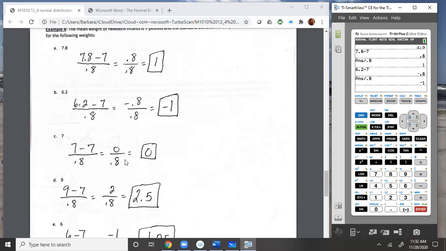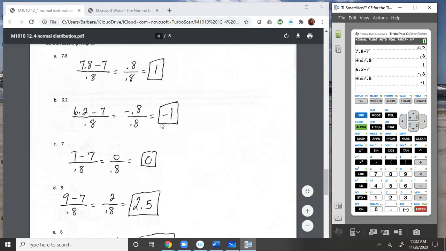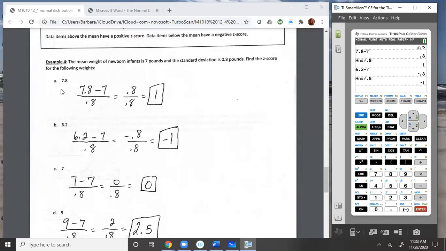All right, now if you notice, when they give you some scores, you're going to get z-scores that are negative and positive, or 0. Okay, so if you get a 0, that means that the score is the mean. If you get a negative number, that means that this score is below the mean. And that makes sense because the mean is 7. So an infant that had a birth weight of 6.2 should have a negative z-score. And an infant that was greater than the mean, had a 7.8, should have a positive z-score.